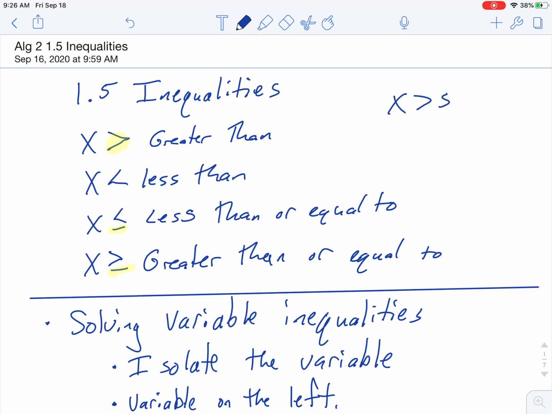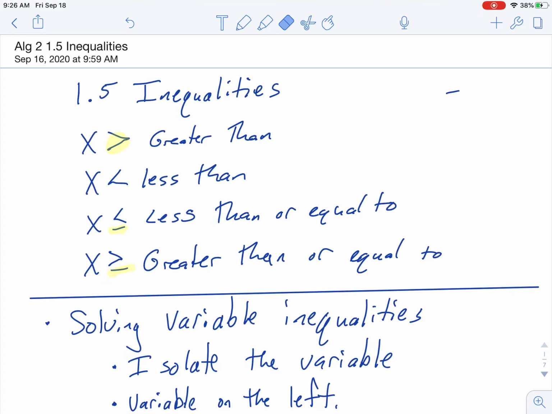X is greater than 5, for some numbers that's true, like 6, 7, 8, even 5.1. For other numbers that's not true. For like 4, if x is a 4, then that's not true. So you can't just intuitively say that the mouth is eating the bigger one because x is an unknown. So it's good to get used to the actual words. This is x is greater than 5.